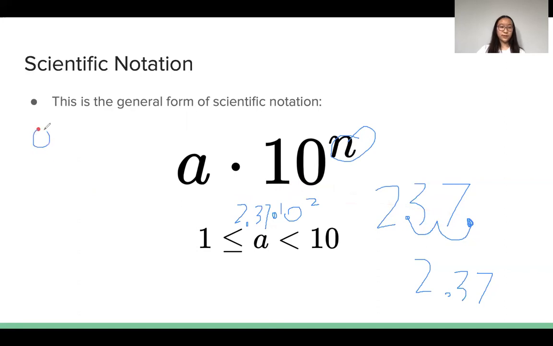And so what if you have 0.00237? It's really hard to write points. So what would a be? Does anyone know?